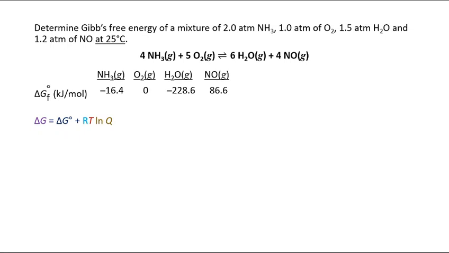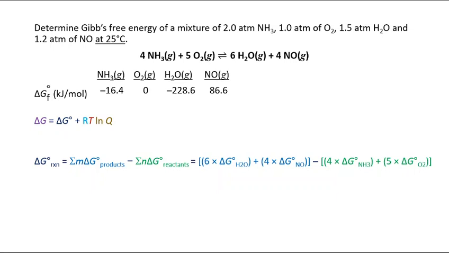And so, standard delta G, same thing. You should hopefully by now start seeing a common rhythm here. Your standard delta G of the reaction is still going to be the sum of the standard delta G's of your products minus the sum of the standard delta G's of the reactants. Using the coefficients in your balanced chemical equation, you have 6 waters, 4 NOs, 4 NH3s, and 5 O2s. So using those coefficients in order to calculate for the number of moles, or kilojoules per the correct number of moles, sorry.